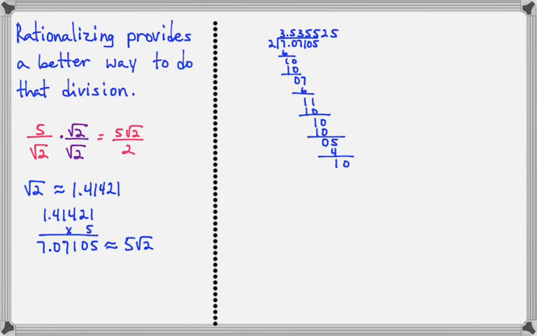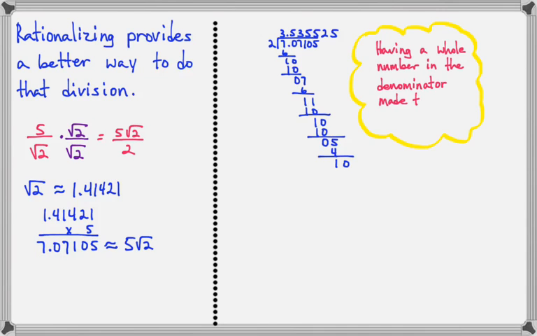So we end up with 3.535525, to so many decimal places. And this was a lot easier because we were able to divide with just one digit out here. So if you're a mathematician back in the day, which are you going to choose? The division where you have 6 or 7 digits outside here, or just one digit? You'd a lot rather have one digit. So that's why rationalizing was considered a good thing.